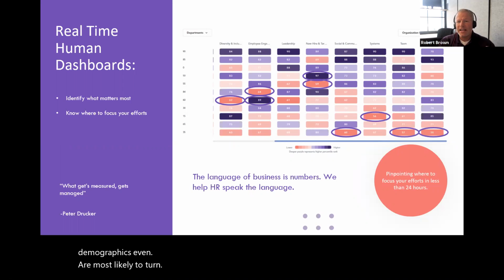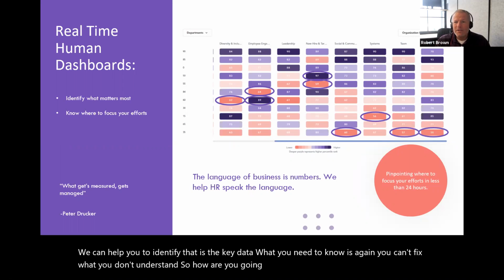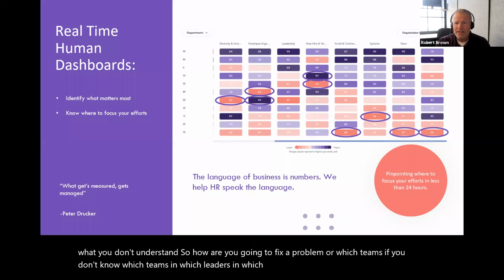We can help you to identify. That is the key data. What you need to know is, again, you can't fix what you don't understand. So how are you going to go fix a problem or know which teams if you don't know which teams and which leaders and which areas? So that's number one. You need to know where that exists.